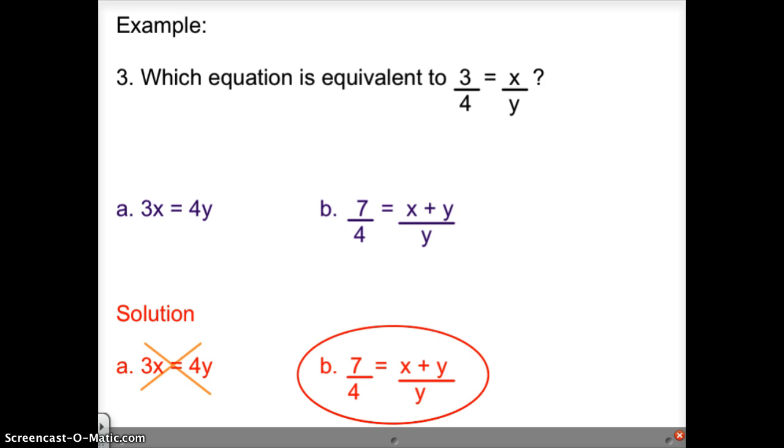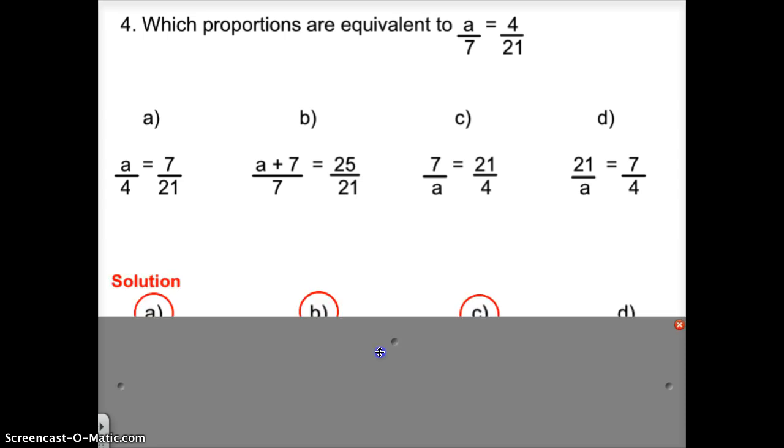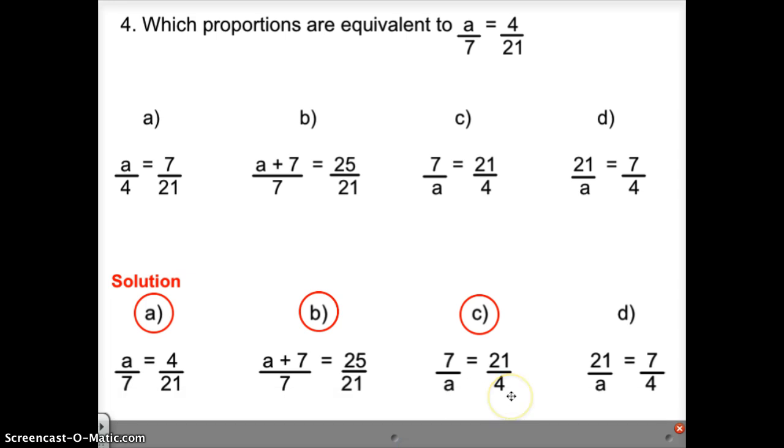Take a second and answer question number 7, A, B, C, and D now. Here's question number 7, and hopefully you selected the following answers as your equivalent proportions to A over 7 equals 4 to 21. A, B, C, and D all equal the same proportion as the one given above.